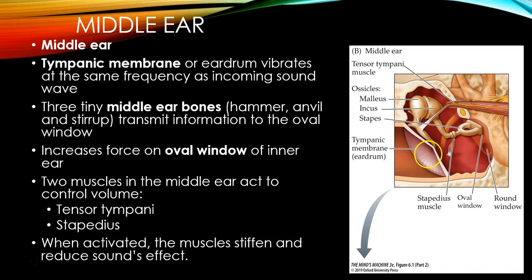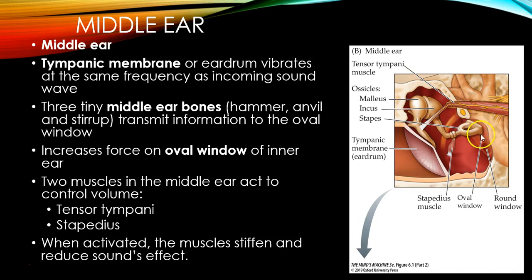Then there are three tiny bones in the middle ear. They're right here, and they transmit this sound wave information to the oval window, which is right here. The tympanic membrane is beating at the same frequency as the sound waves, which makes these bones, the first one connected to the tympanic membrane, also vibrate at the same frequency as the sound waves, and all three bones vibrate, transmitting that frequency information to the oval window.